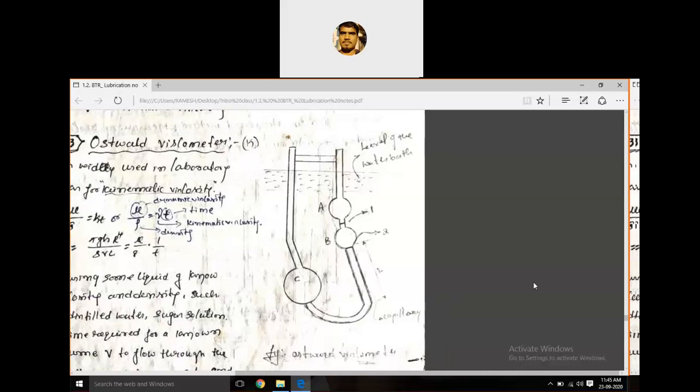Here, it consists of A, B, C, which are three reservoirs where the oil should flow from A to B, and B to C. The entire thing is connected with the help of a capillary tube, and the entire system is immersed in a water bath just to maintain the temperature.